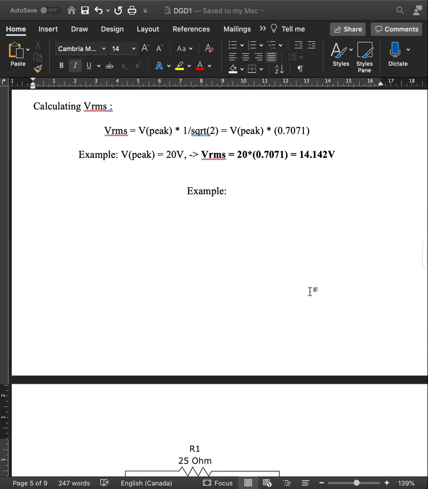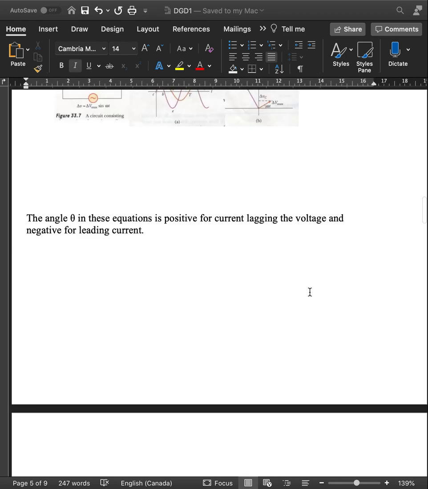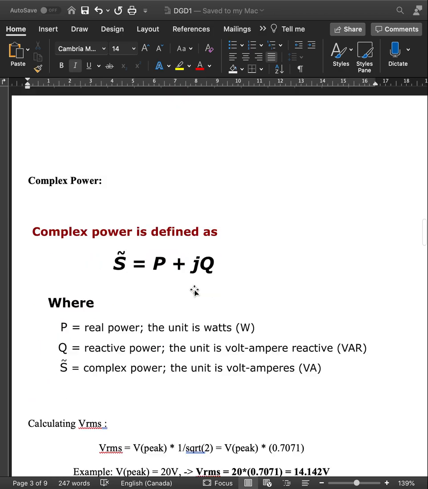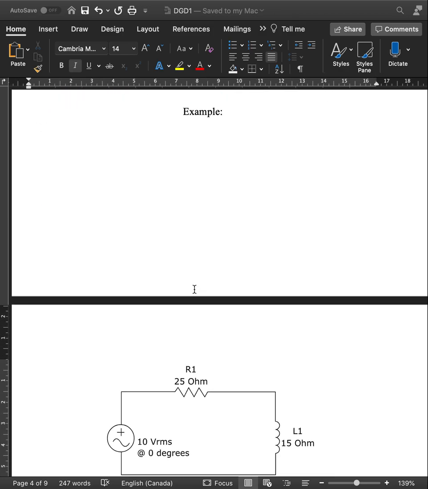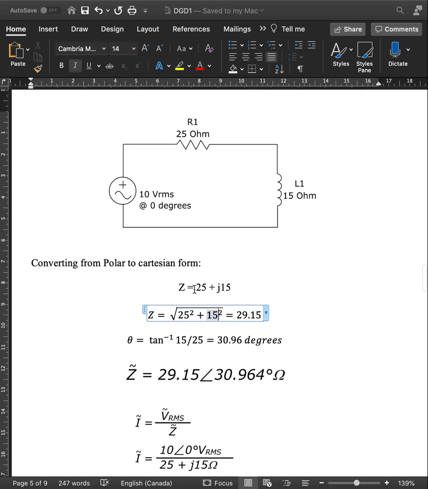And I told you guys about this one right here. Theta is the angle we represent right now, that is 30 degrees. As we see, the angle in this equation is positive for current lagging the voltage and negative for leading. Hence, we have an inductor. Just to make sure your calculations are right, you can always check that the total impedance angle, if you have an inductor, should be a positive angle. Hence, we can see from this that it's an inductance circuit.